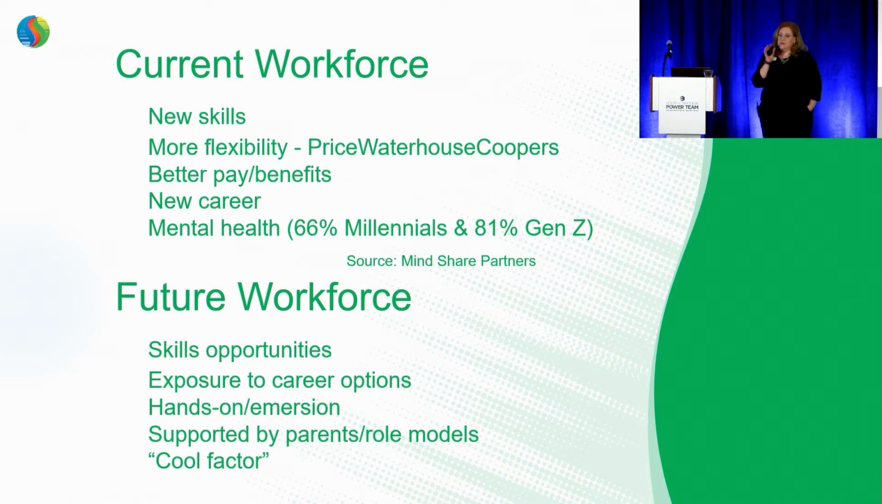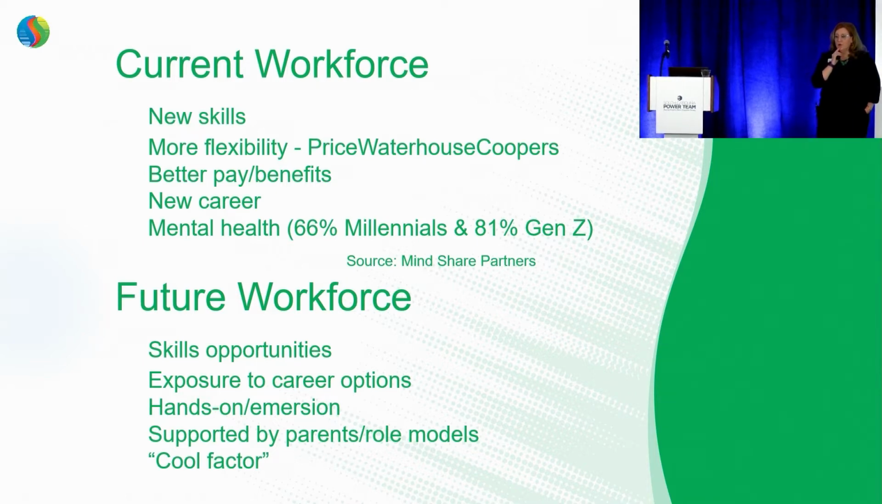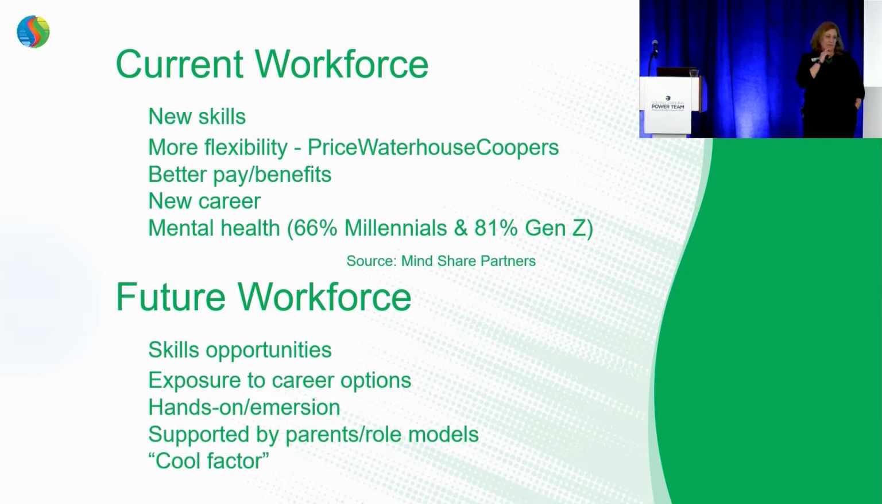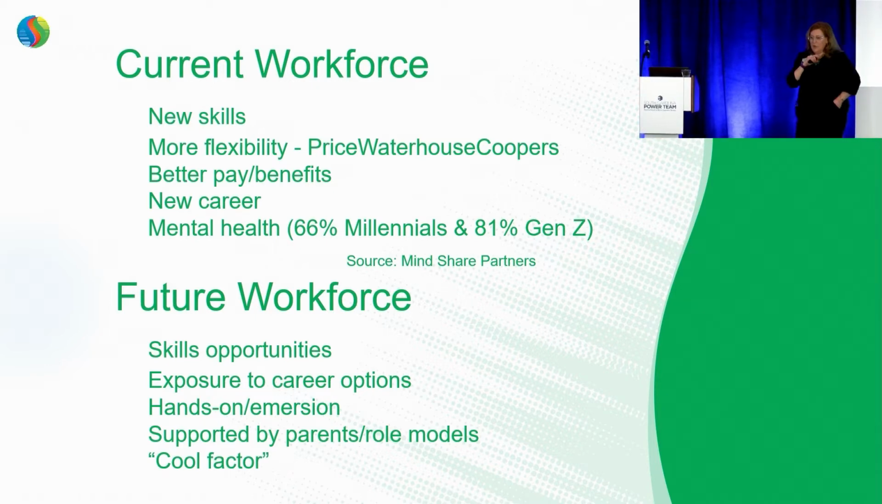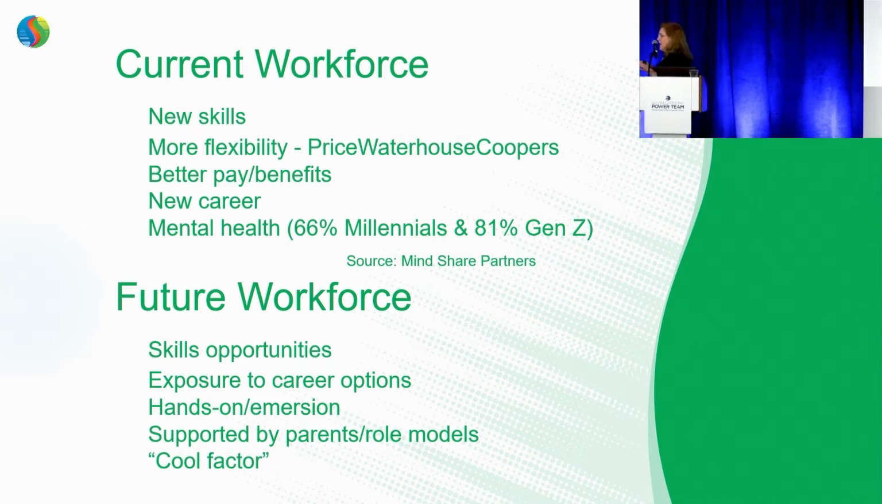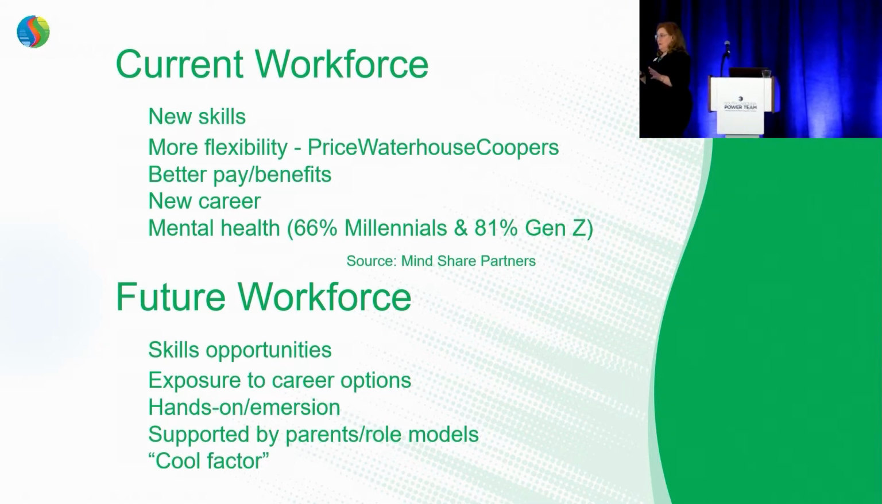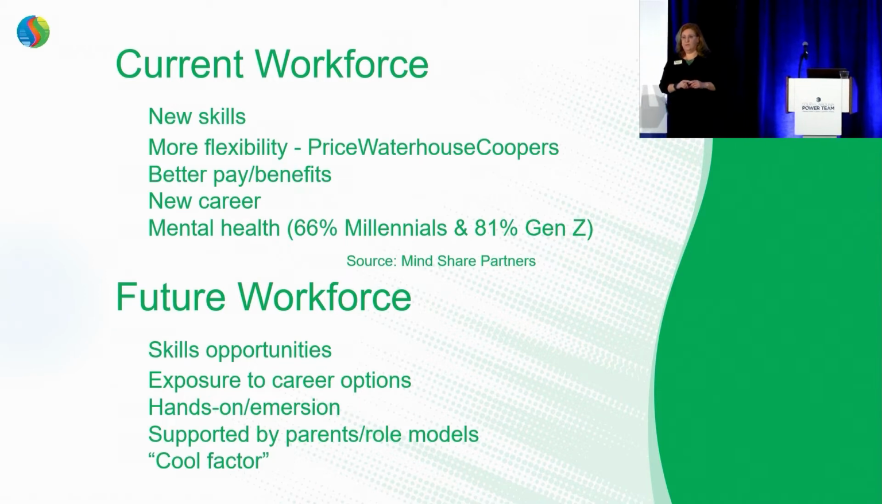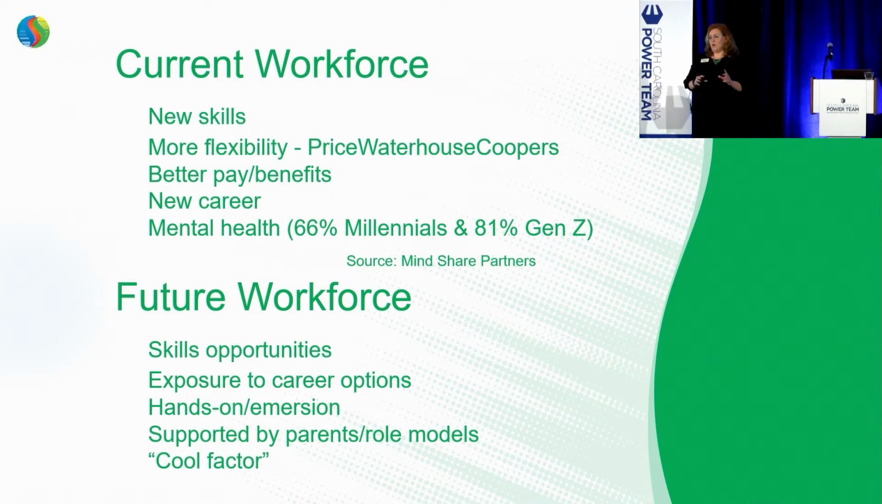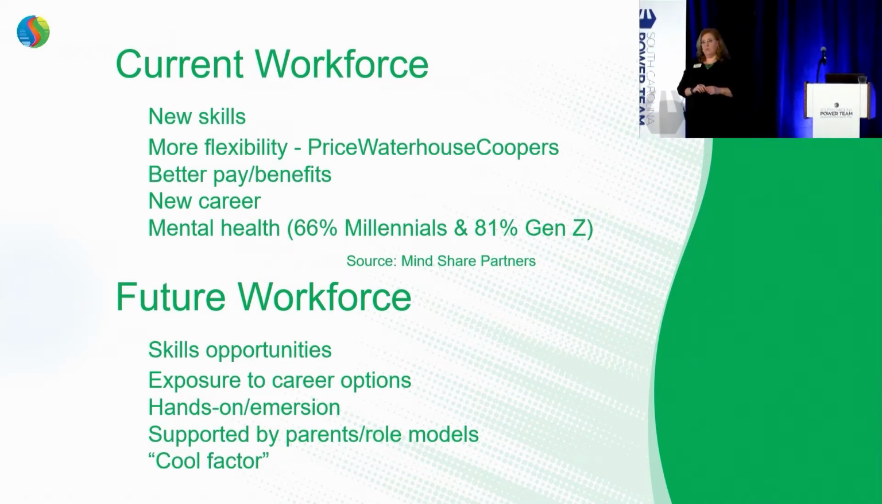PricewaterhouseCoopers, one of the top 4 accounting firms in our country, announced in October that as of the beginning of this year, all 40,000 of their employees can now work from anywhere they want. That's just one company, y'all. 40,000 workers at PricewaterhouseCoopers can now choose any community that they want to live in. So what does that mean for you?